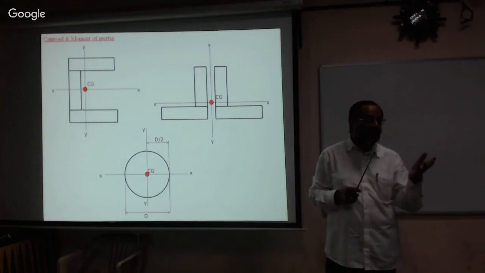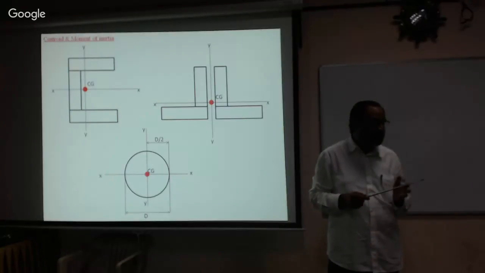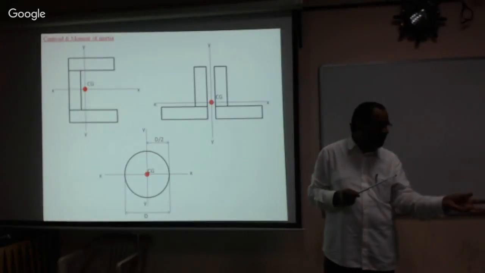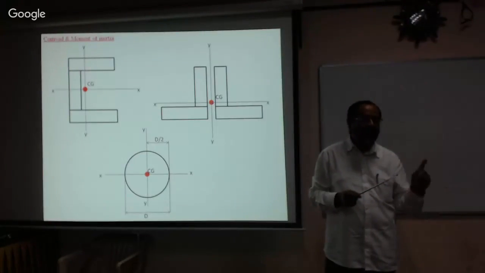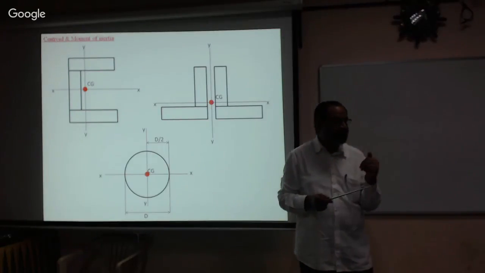Even your computer, if you are handling AutoCAD, is also working with respect to axes. When you open your AutoCAD, you will see in the monitor at the left bottom side one x-axis, y-axis, and the other one is z-axis. You can see that, isn't it?